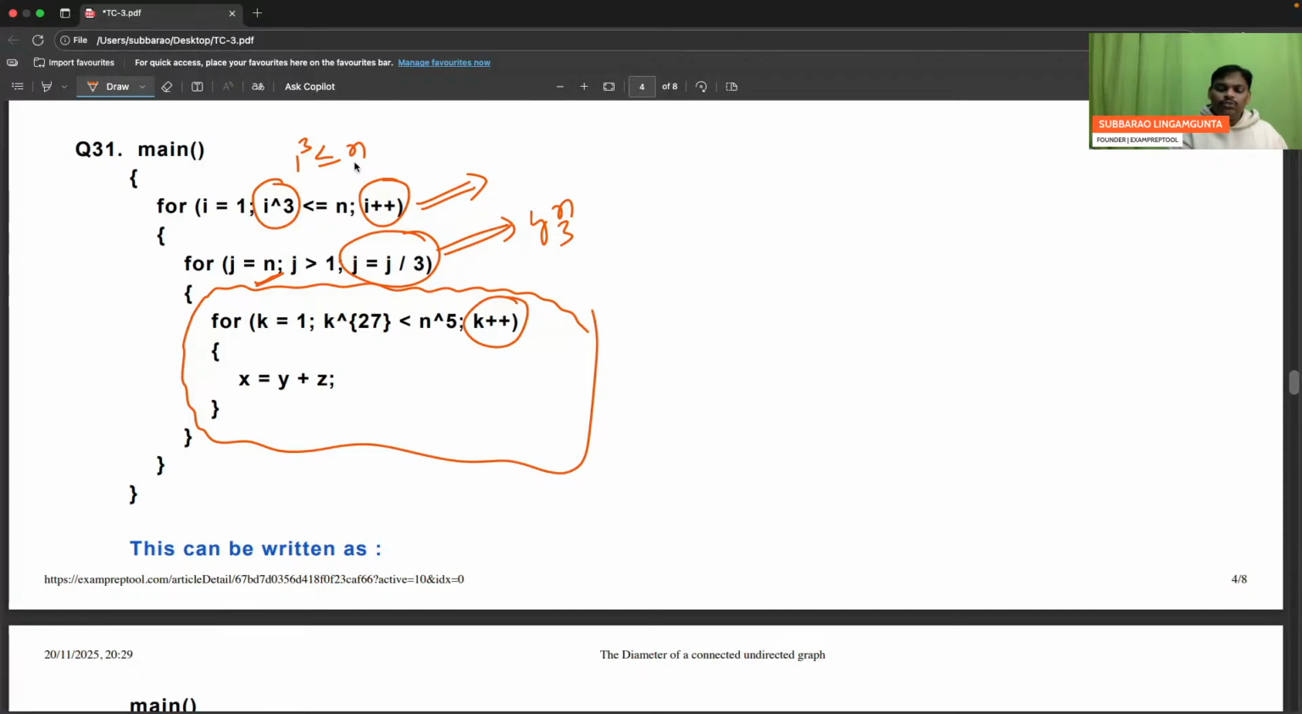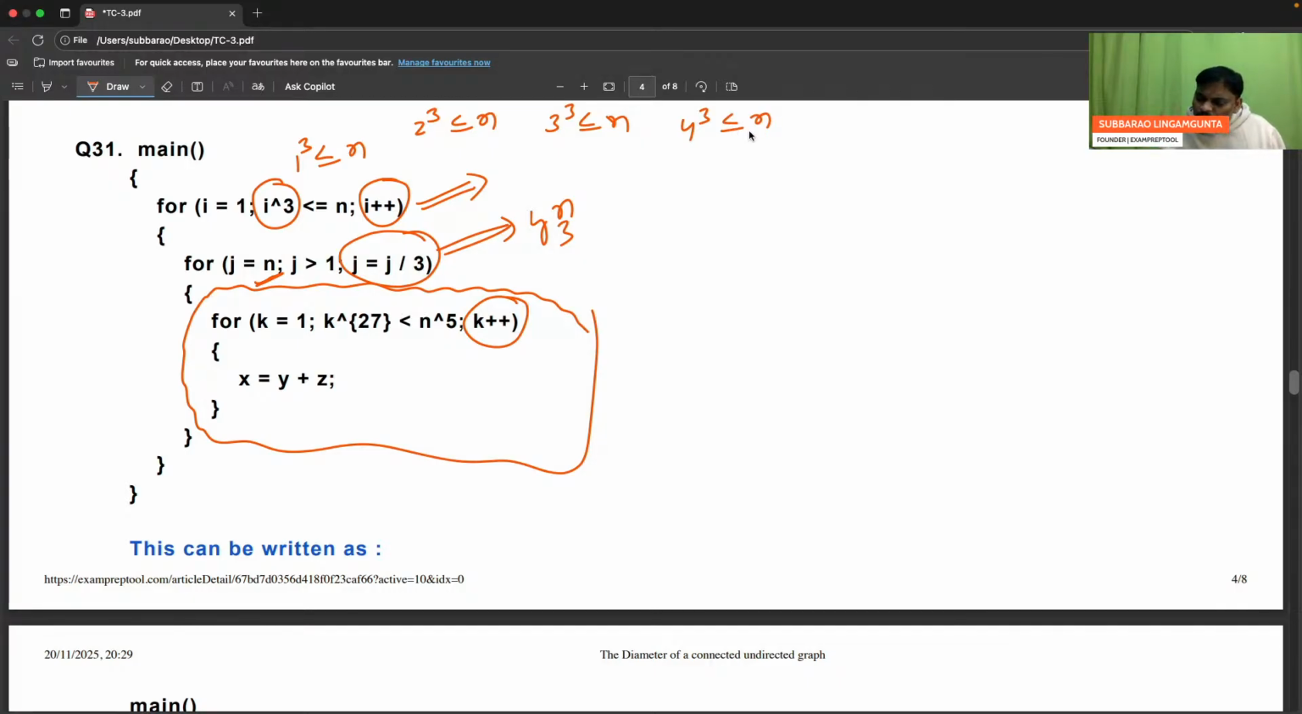Next, I value becomes 2. You check whether 2 cube is less than or equal to n or not. Suppose it is also true. Next I value becomes 3. You check whether 3 cube is less than or equal to n or not. If that is also true, I value becomes 4. Is 4 power 3 less than or equal to n or not? Like that you will keep on checking.